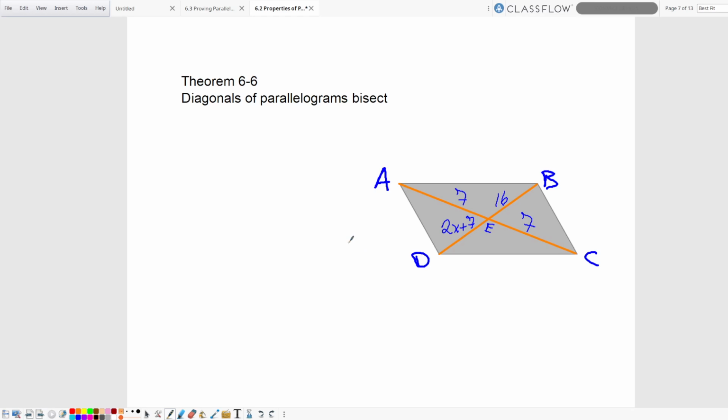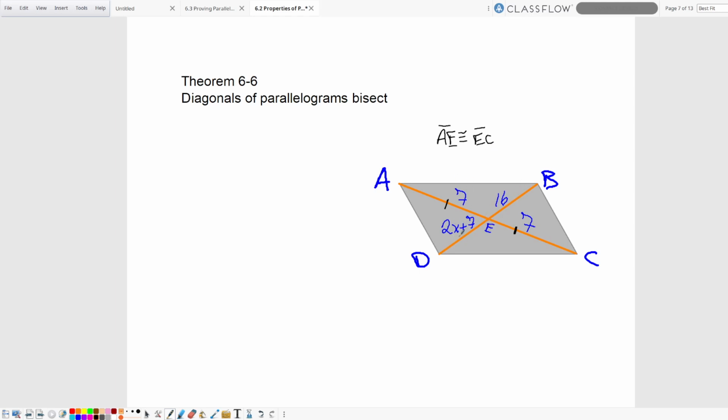And we have the diagonals of a parallelogram bisect. So what that means is that bisect means it cuts into two congruent parts. So where they cross, you end up forming two congruent segments. So AE would be congruent to EC. So therefore, AE is the same measurement as EC, 7 and 7. We would also have that DE is going to be congruent to EB.